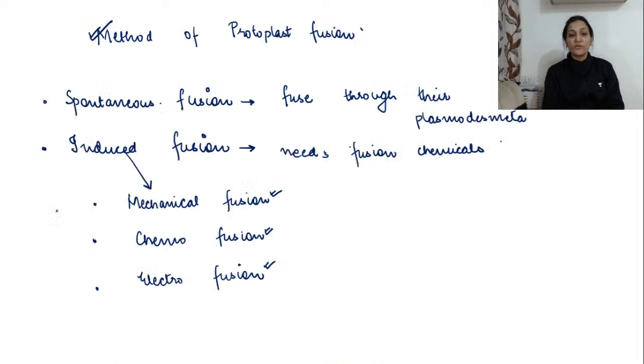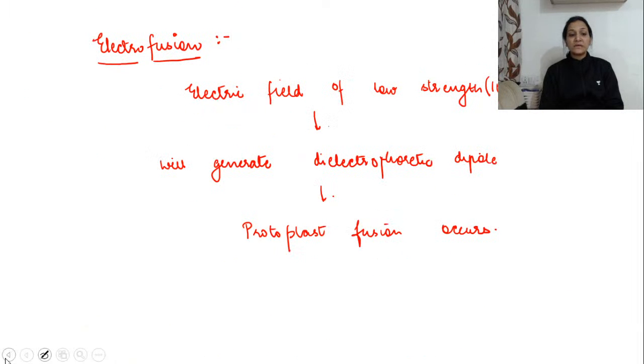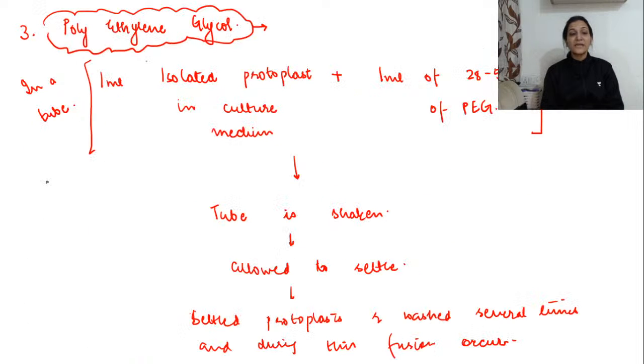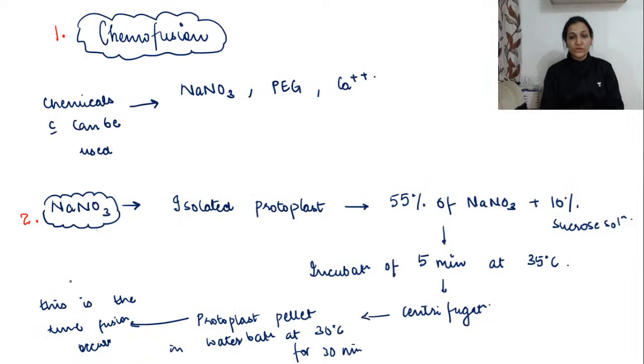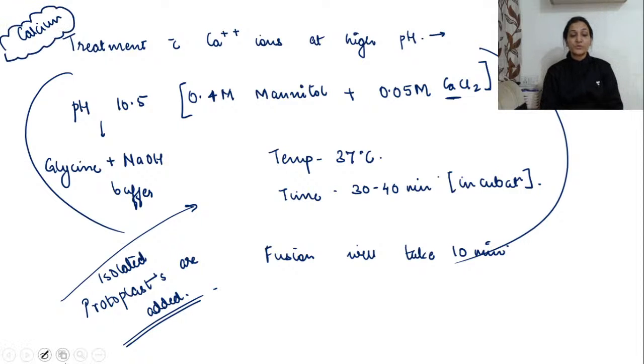Then what are the methods of protoplast fusion? It can be spontaneous fusion, it can be induced fusion. When we're talking about induced fusion, it is again of three types, that is mechanical, chemo and electro. These things we have seen. And after that, in chemo, we have seen three types: sodium nitrite dependent, calcium ion dependent and polyethylene glycol dependent. So here we have seen sodium nitrite, right? And this one is our calcium treatment. So this was our second one, calcium treatment, right?